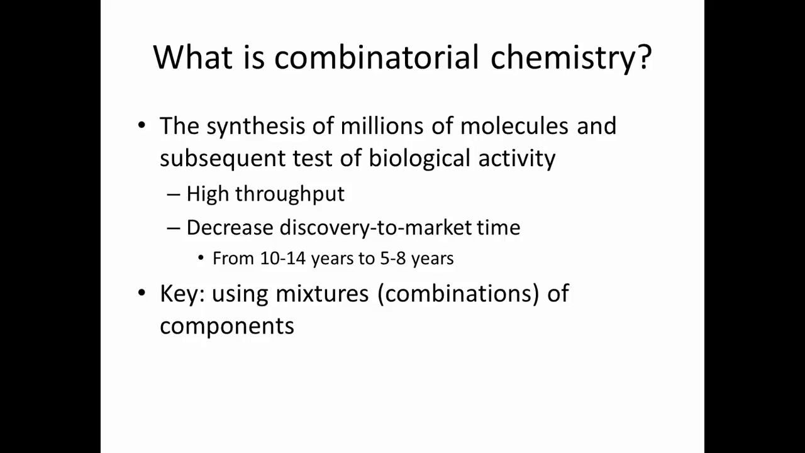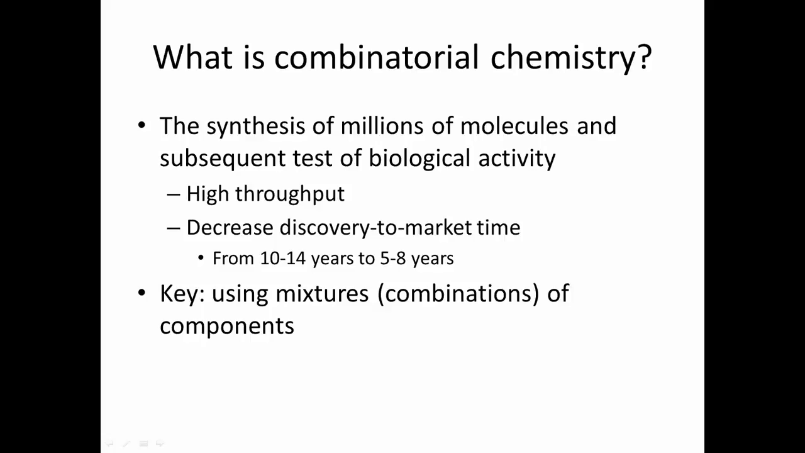It is the synthesis of millions of molecules. We can synthesize, both in silico and actually in the lab, millions of different molecules based on chemical reaction mechanisms that we've studied, and test their biological activity, how they are as drugs, either enzyme inhibitors, agonists, antagonists, DNA intercalators, you name it. This combinatorial chemistry is often high throughput, so usually we're using robots to do a whole bunch of different combinations. And this allows us to decrease the discovery to market time.